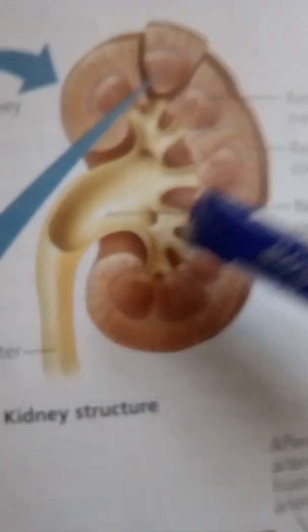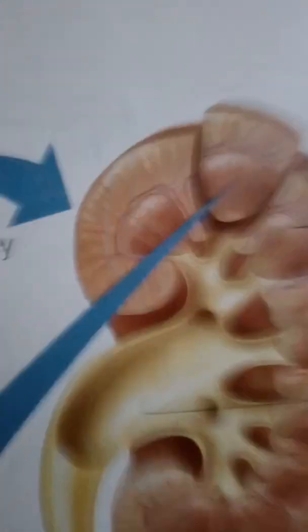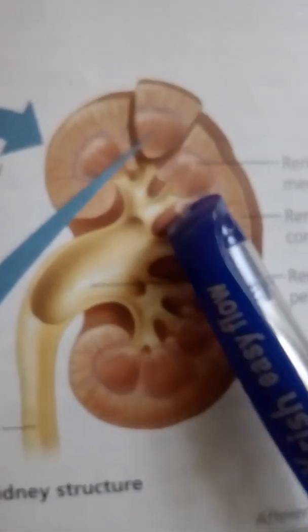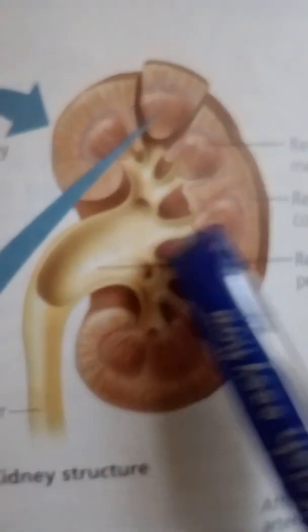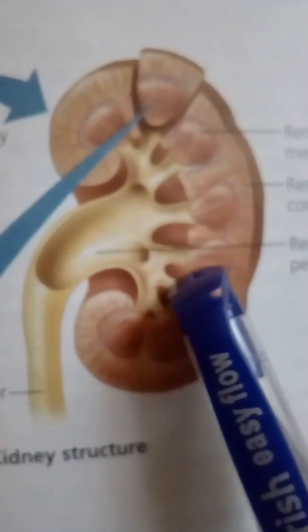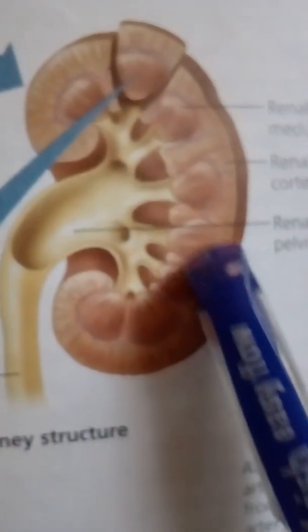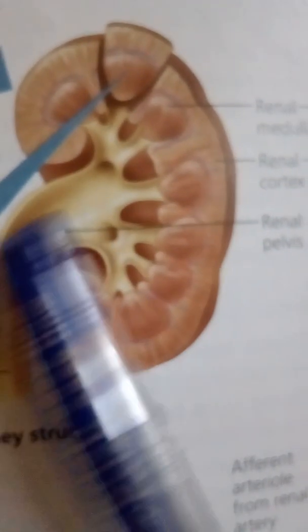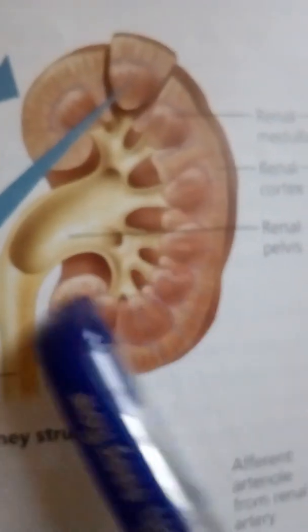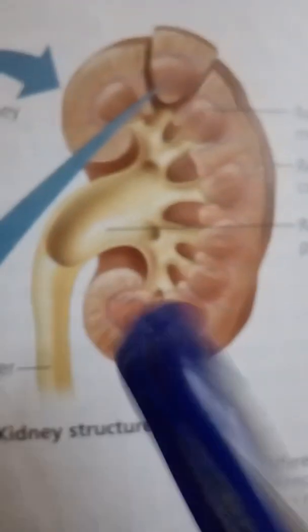Okay. Closer look at the kidney. Notice kidney structure. And this is the real photo. And this one, as shown here, represents the renal medulla, renal cortex, and renal pelvis. Renal section of a kidney from a rat.